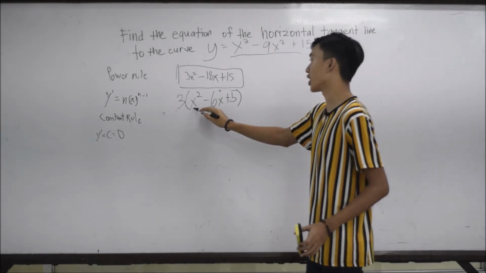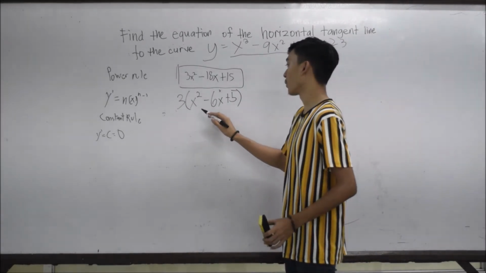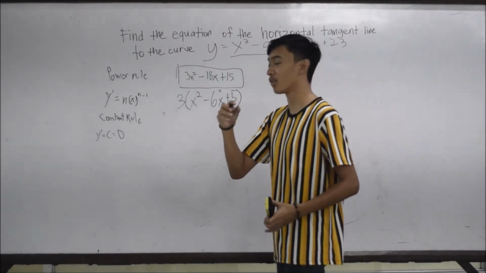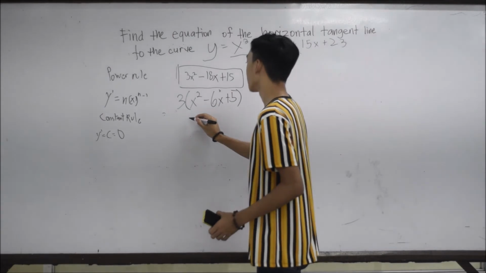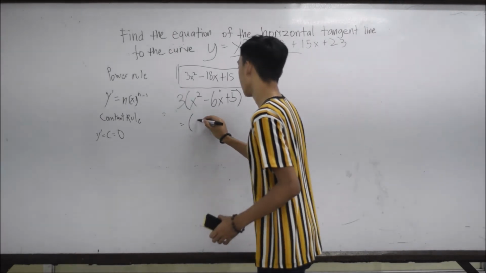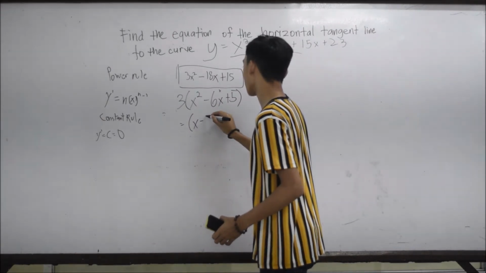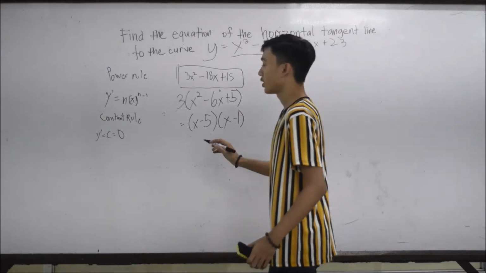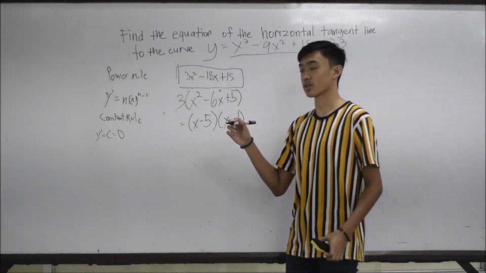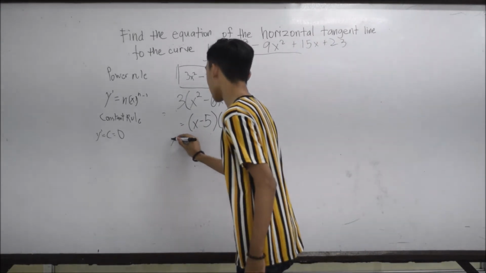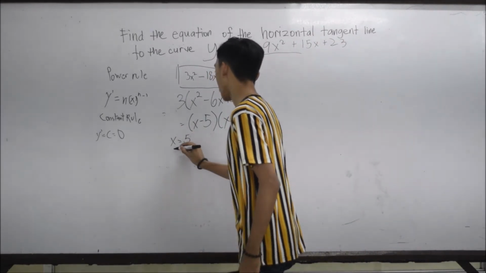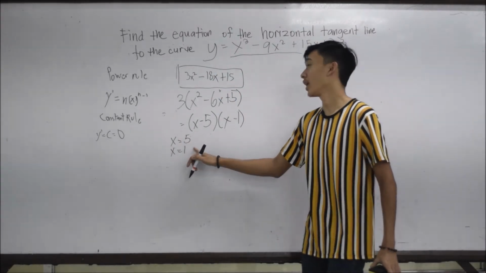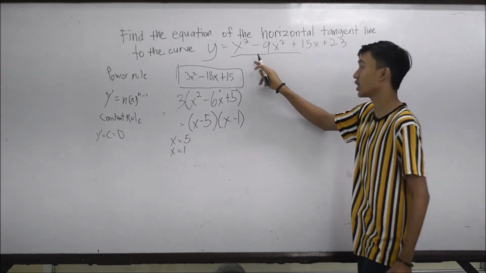And with this equation, it's factorable. So it is the product of two binomial terms, which is x minus 5 times x minus 1. So we're going to find x by setting each factor to zero. So it's going to be x equals 5 and x equals 1. So with this, we have two x values and we're going to substitute them in the original equation.